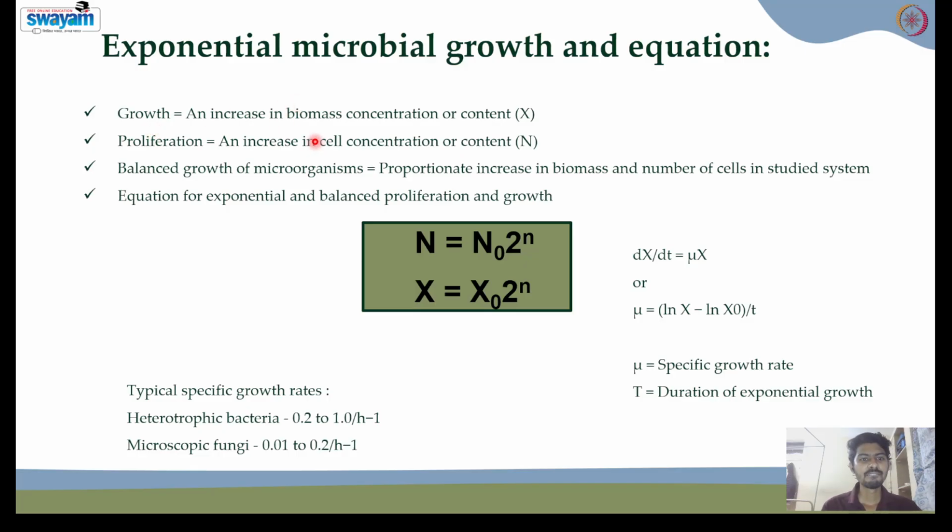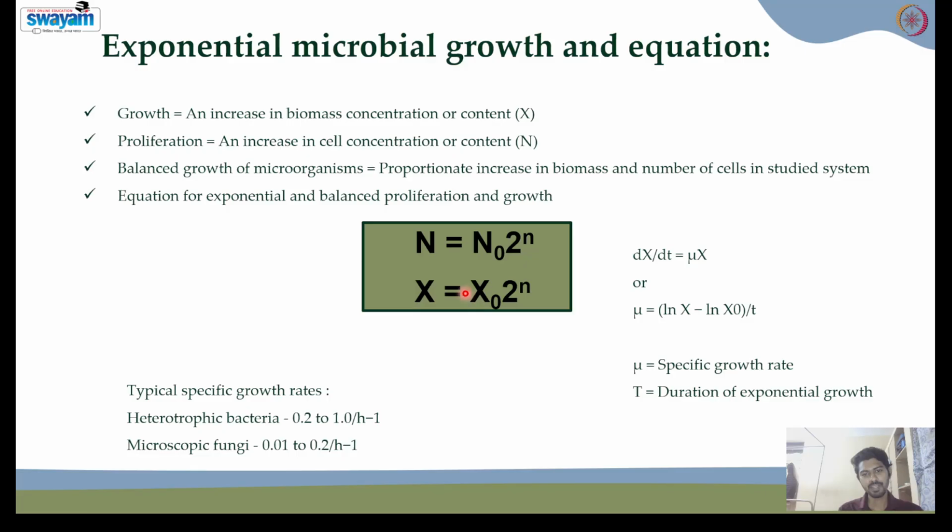And here the biomass concentration is given by X. X is nothing but the biomass concentration, whereas proliferation refers to an increase in the cell number. That is why we have indicated it by N. So what do we mean by balanced growth of microorganisms? There will be a proportionate increase in the biomass as well as the cell number. So if you see the equation, N is equal to N naught 2 to the power of n.